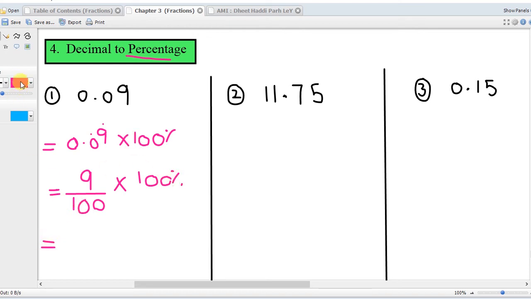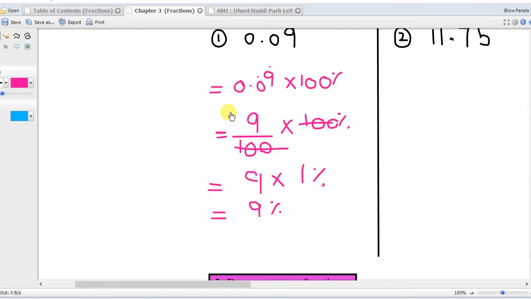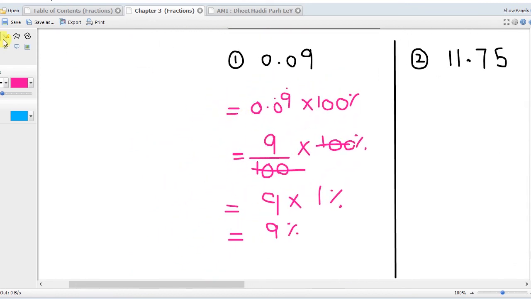Now this 100 will be cancelled out with this 100, and we are getting simply 9%, or 9 times 1%, and 9 times 1 is 9%. Right? Okay, let me tell you a second method of solving the same question.